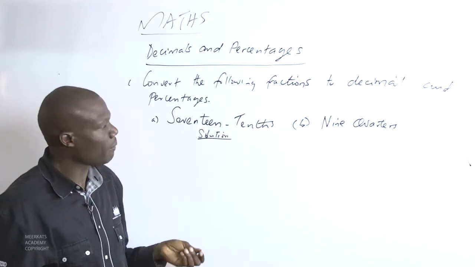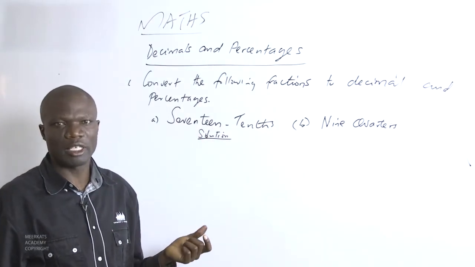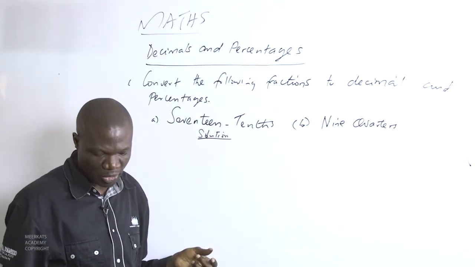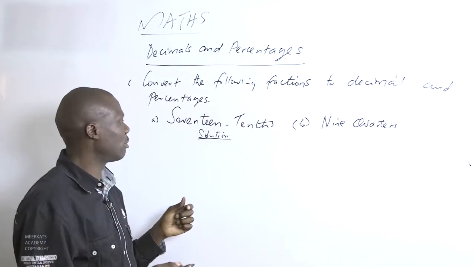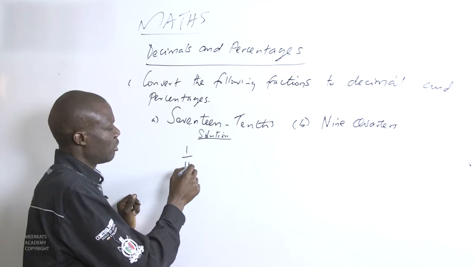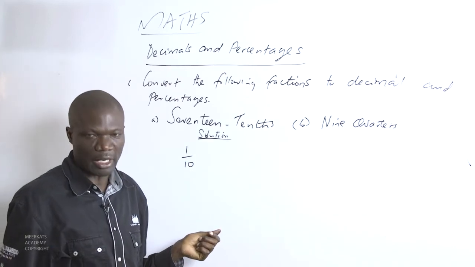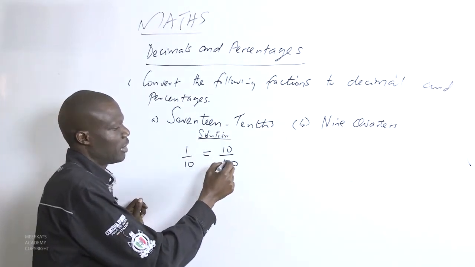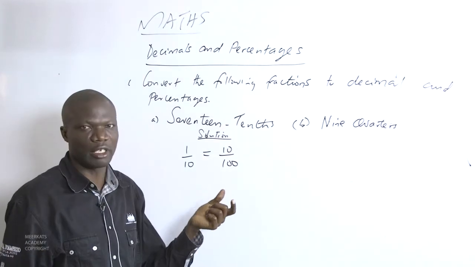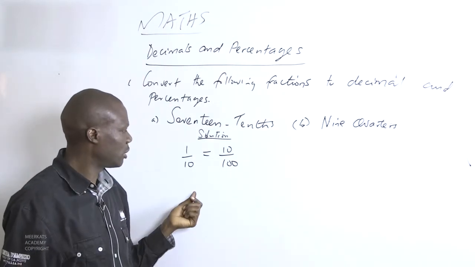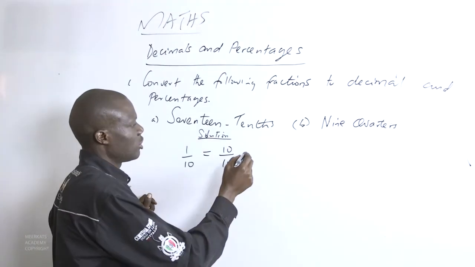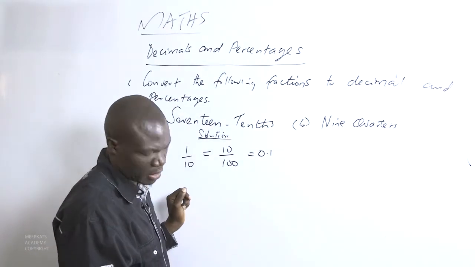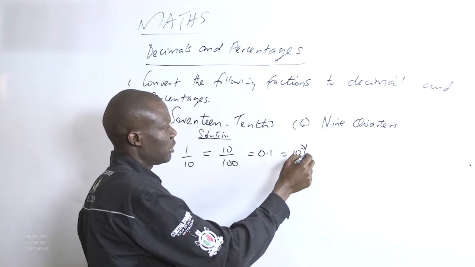In our solution, taking the first one, we are required to understand what a tenth simply means. A tenth in this particular case is 1/10. So we need to understand that 1/10 is a tenth, and as a percentage it will be 10/100. So 10/100 is an equivalent fraction of 1/10, which is the same as 0.1, or simply 10%.